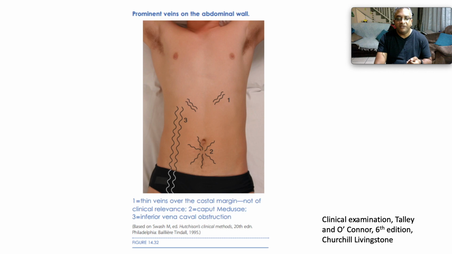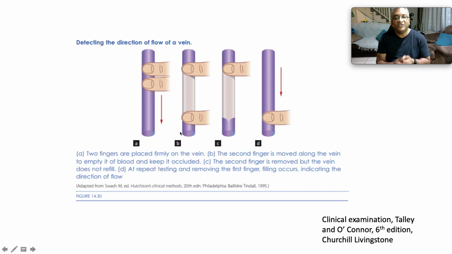This is once again taken from Talley and O'Connor, demonstrating for us some locations of anterior abdominal wall veins. So one, we can see veins over the costal margin, which if you see it is not really of much clinical significance. Two is the infamous caput medusae, which happens in the setting of portal hypertension. Number three is inferior vena cava obstruction. Now, when you see this, remember you want to ascertain the direction of the flow of blood in that vein.